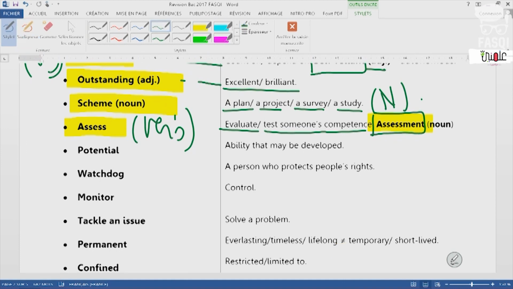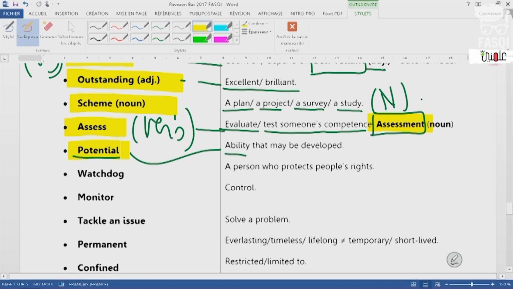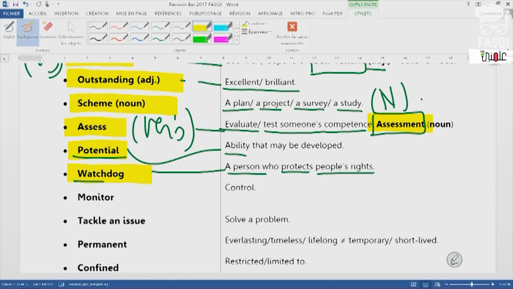Okay, there we are. Potential: the ability that may be developed. Then you have this word, watchdog. What's a watchdog? You see, as a word, watch, that's it. A person who protects people's rights, to watch for their rights, but not a dog, metaphorically talking.